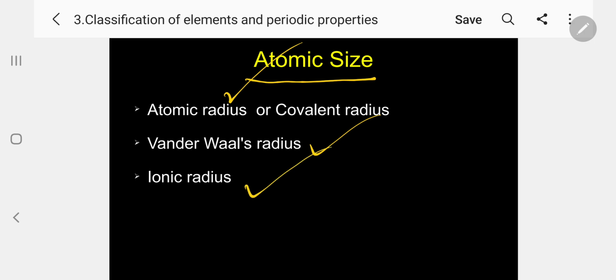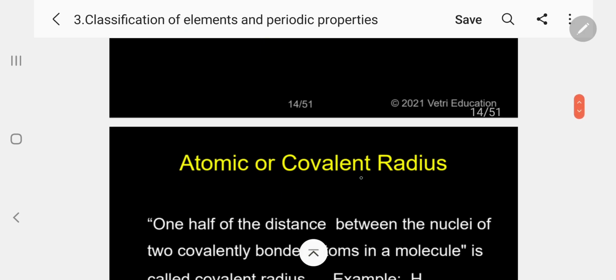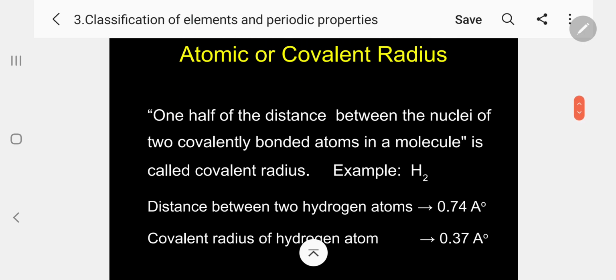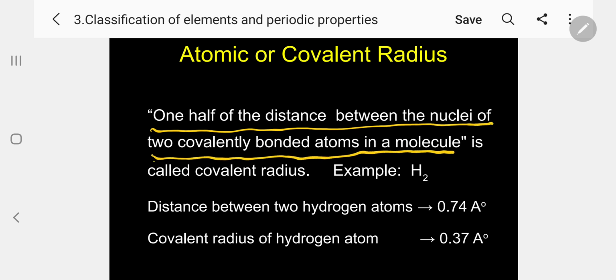So among the radii there are three types. Please follow. Your book may not give this information. Question may be asked. Let me explain now. By taking hydrogen as an example, I am going to explain the covalent radius. One half of the distance between the nuclei of two covalently bonded atoms is called covalent radius. Atomic and covalent are synonymous, I told you. But covalent you can apply only for a molecular element or molecule. Kindly follow.